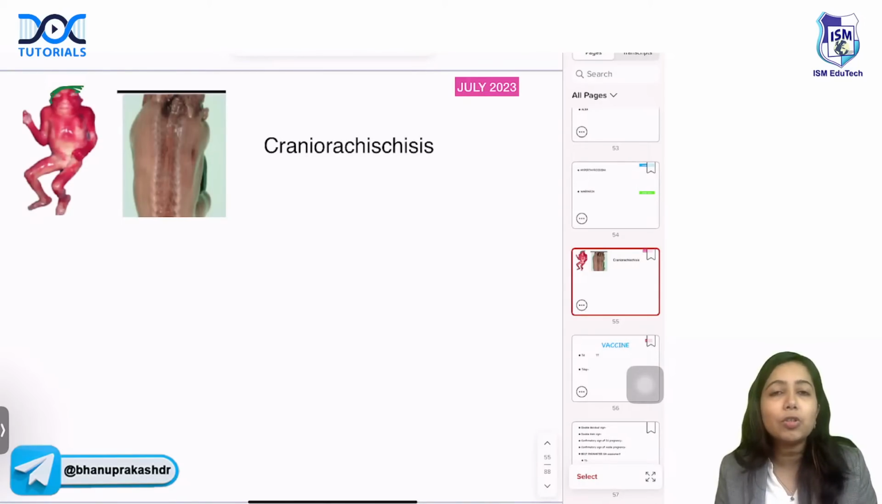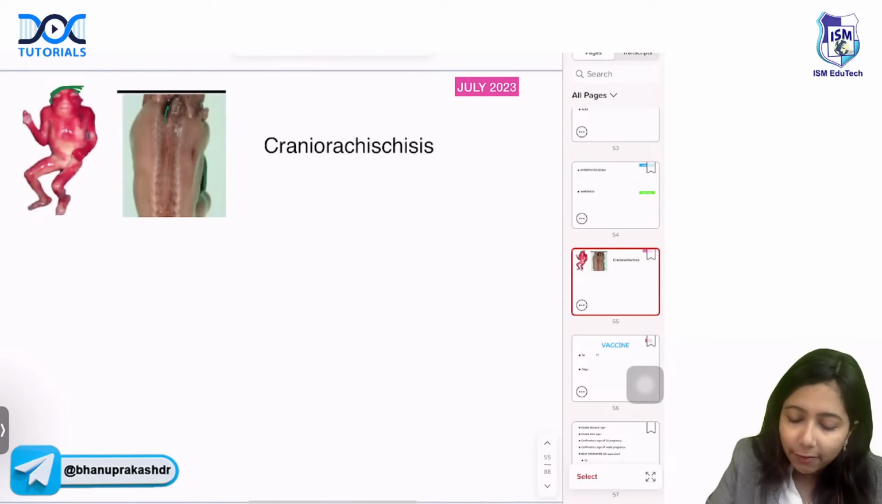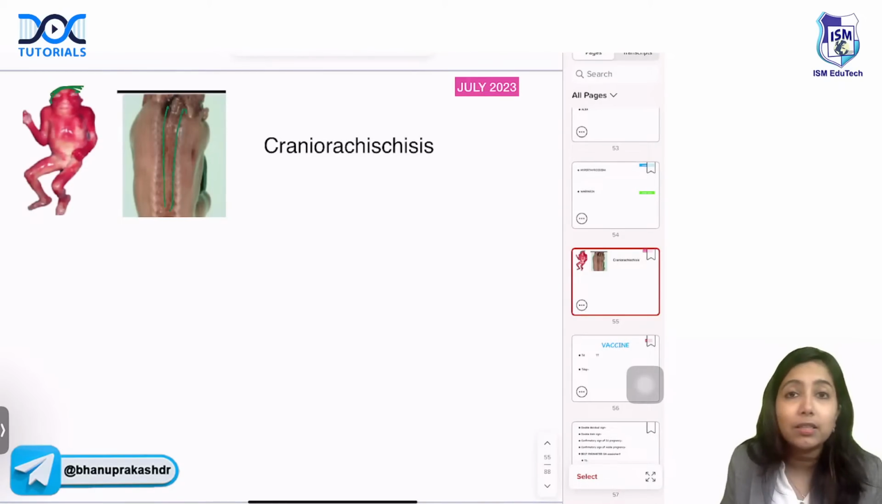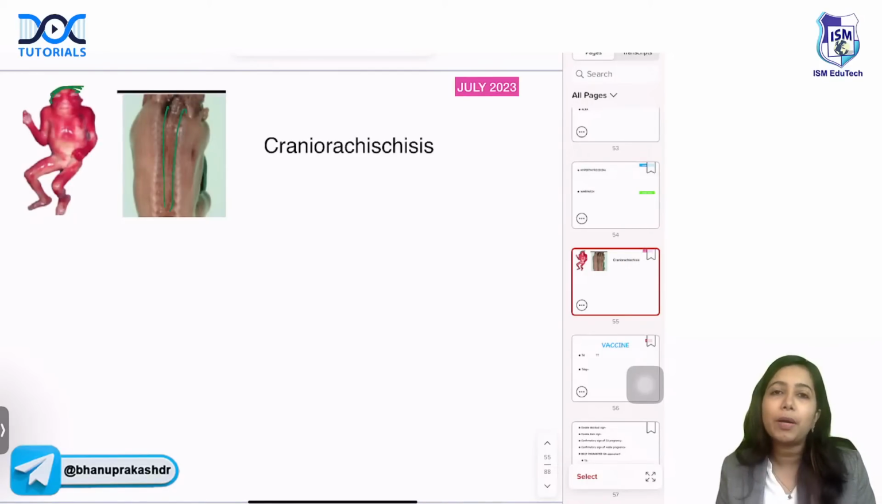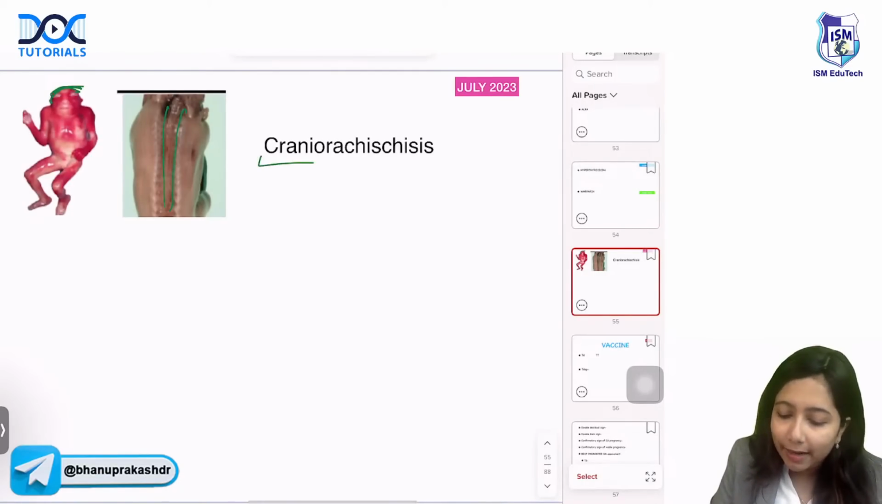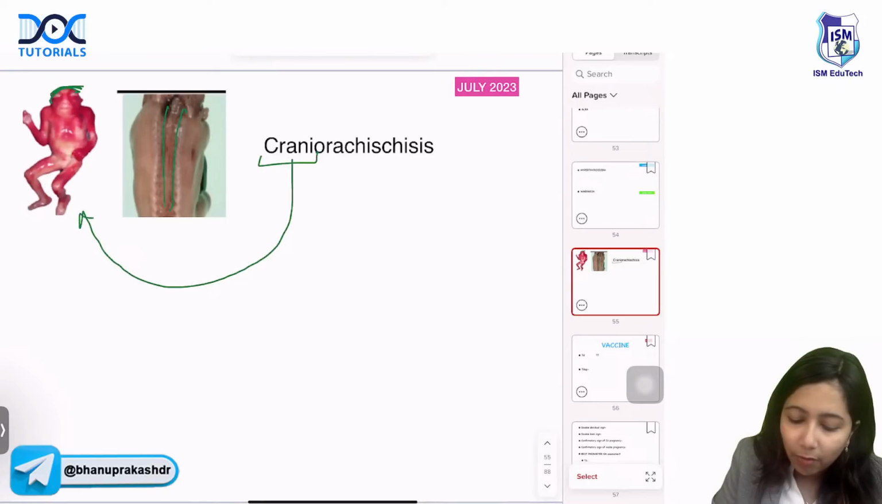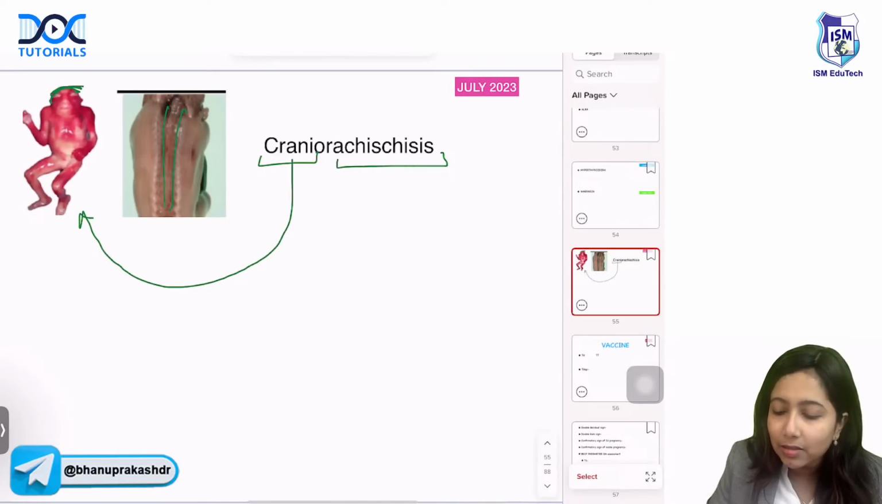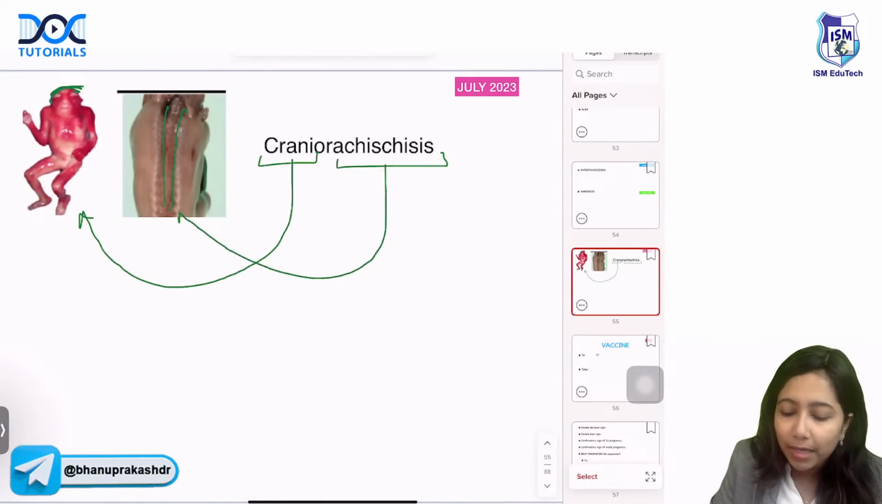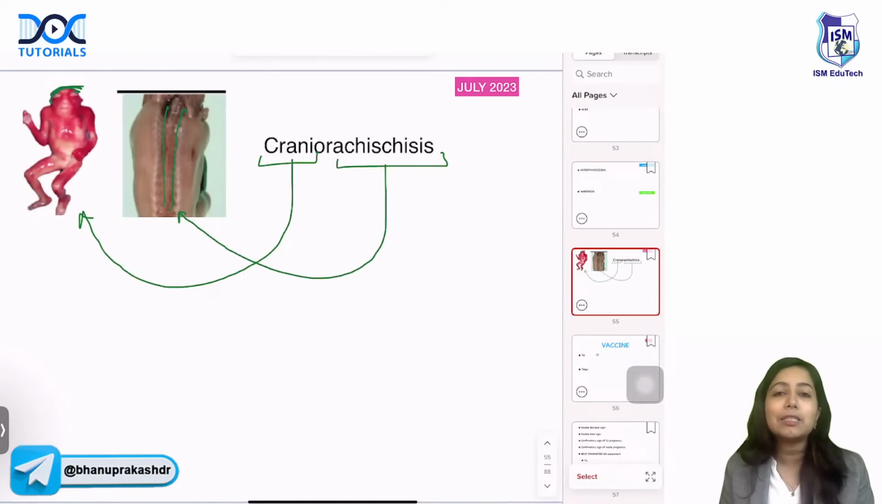That is right. I agree with you. But along with that, there is a defect in the spine as well. There is no covering over the spine. This defect where there is a problem at the level of the cranium, that is in the form of anencephaly, and there is no covering at the level of the spine, that is rachis, is known as craniorachischisis. That is basically the correct answer here.